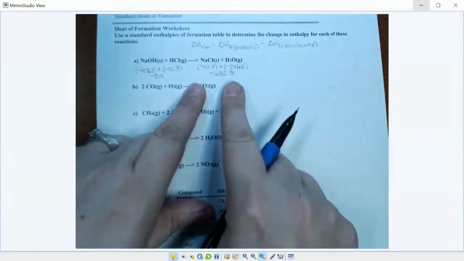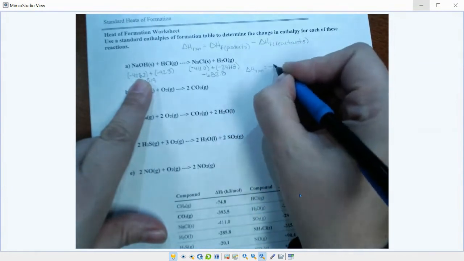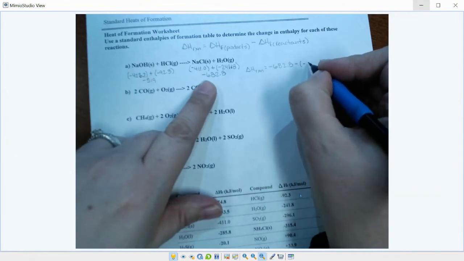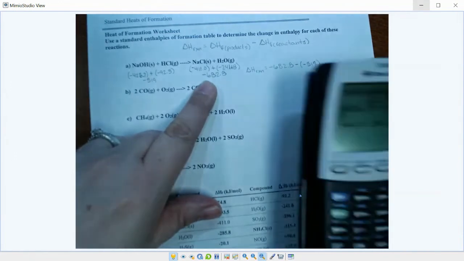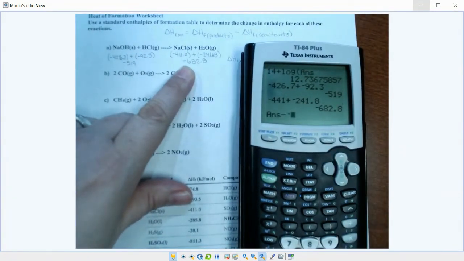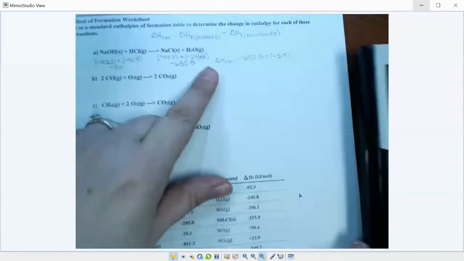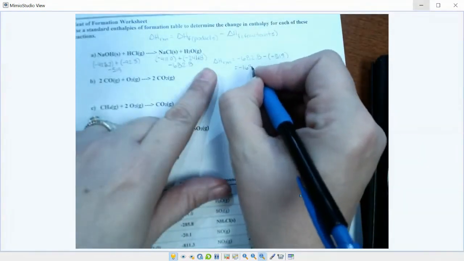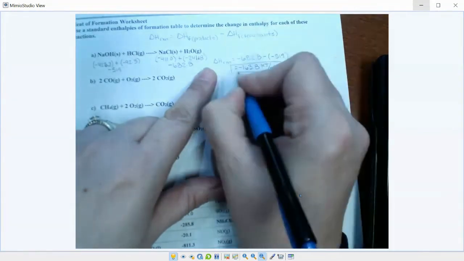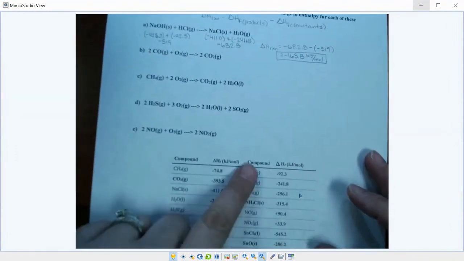And then I do products minus reactants. So delta H of this reaction equals negative 682.8, that's the product side, minus negative 519. And then just calculate that. So I have my negative 682.8 minus negative 519, which gives me negative 163.8 kilojoules per mole. And that is how you find delta H of reaction using enthalpies of formation.